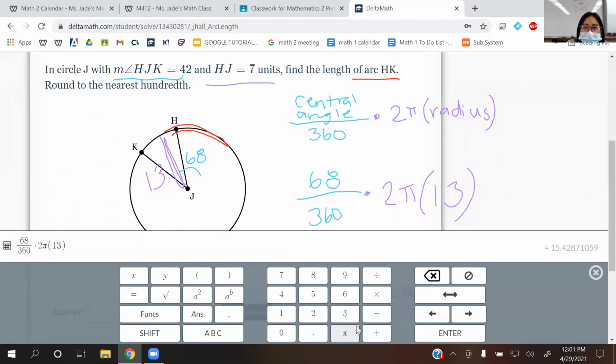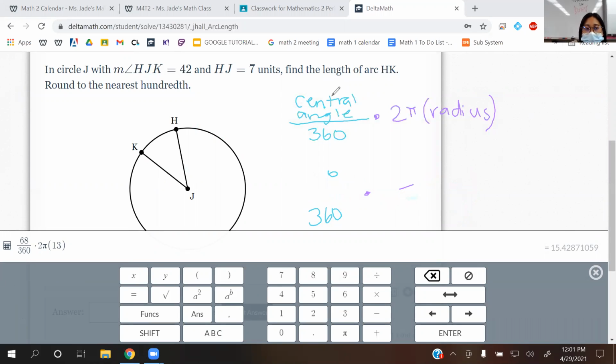Cool, so let me erase all that. Okay, so now all we can see is that formula. So we have a measure of HJK, that is our angle, that's 42. And then we have HJ is 7. We're going to find the length of the arc KH. We're going to round it to the nearest hundredth as usual.